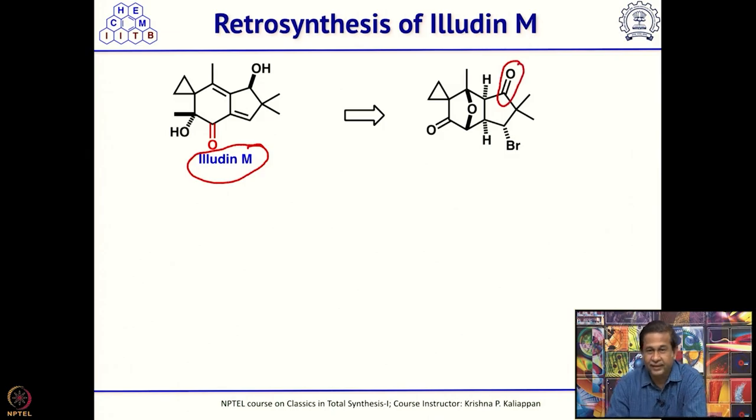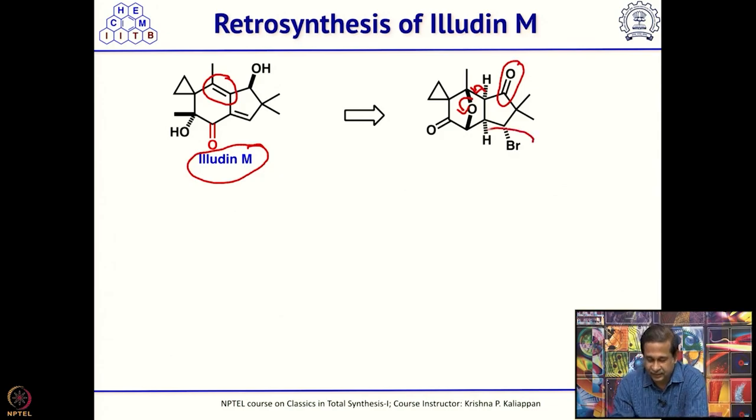If you reduce this, you get a hydroxyl group. But before that, you have to open this. How do you do it? If you treat with a base, then it can open up the oxo bridge. So you can see this double bond can be formed and this will become a hydroxyl group. That hydroxyl group can be oxidized.